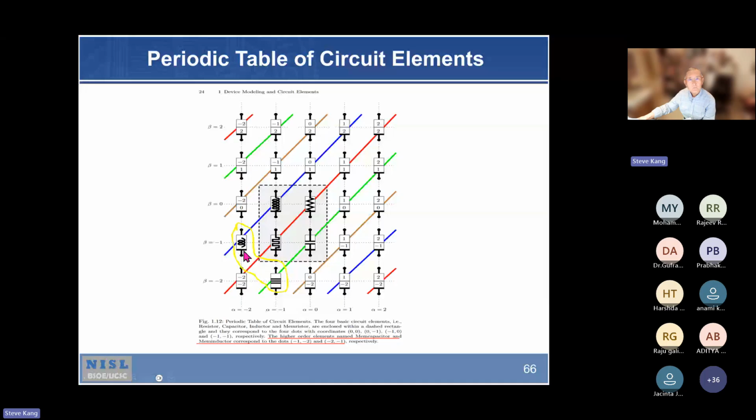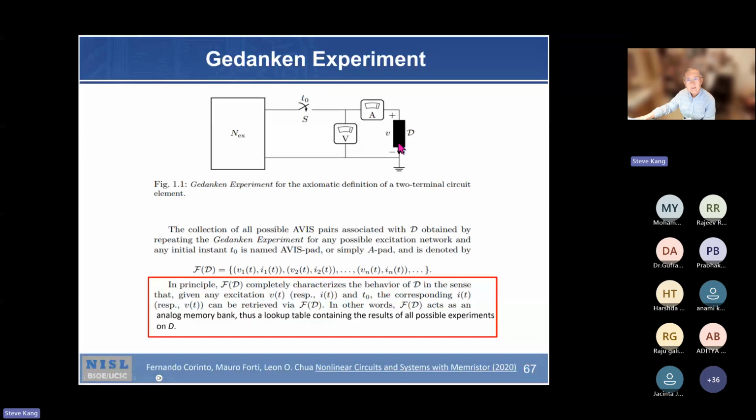And this is what is called the Gedanken experiment. If you have an element, you keep measuring voltage and current at different times, and you can have a set of measurements, V1, I1, V2, I2, etc. So this is a set.